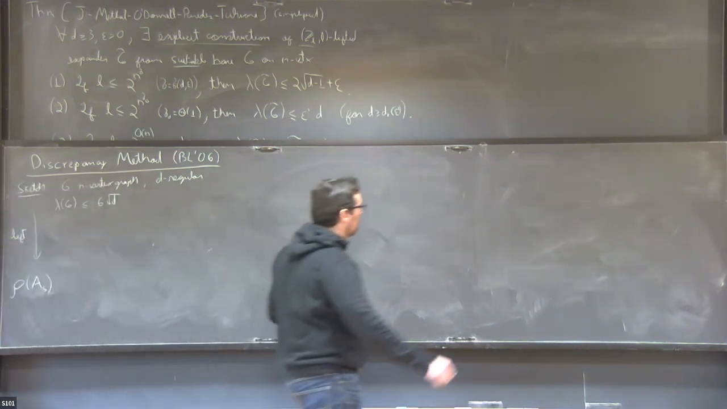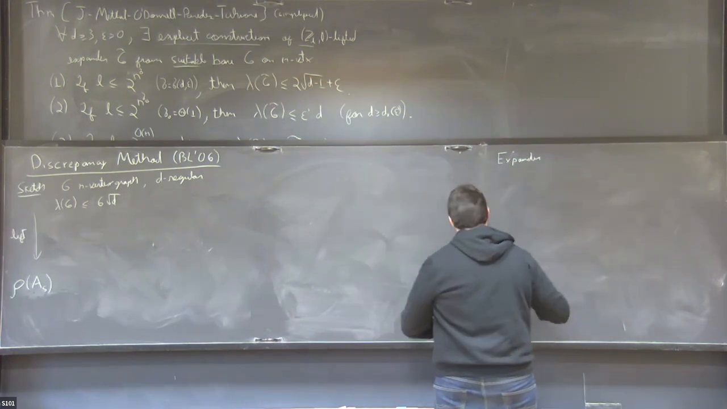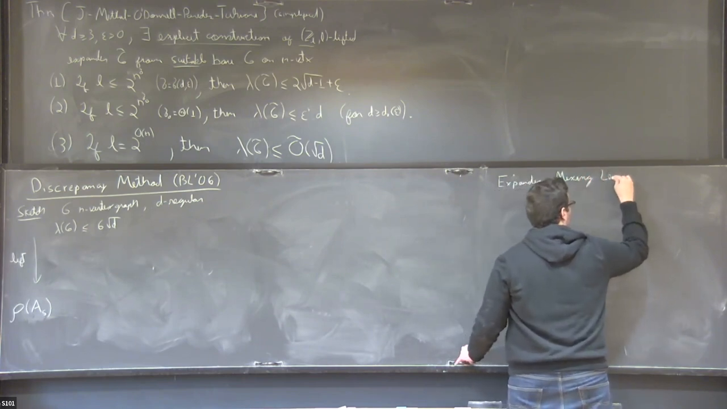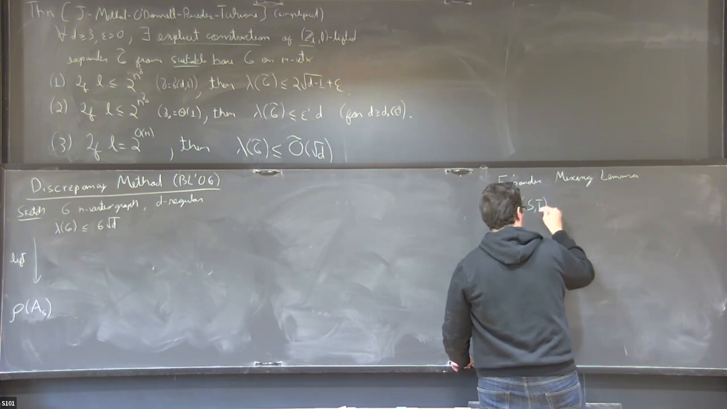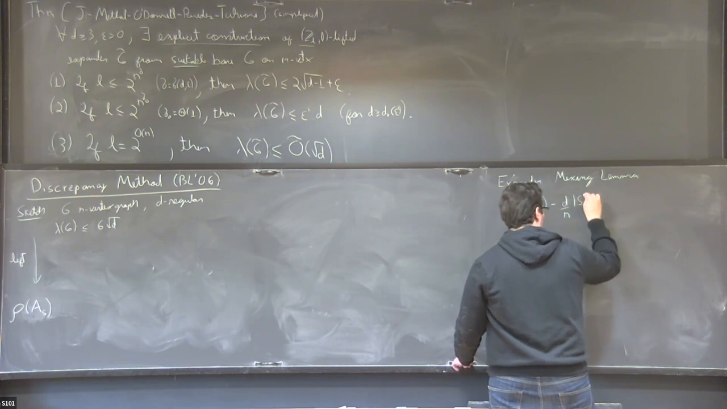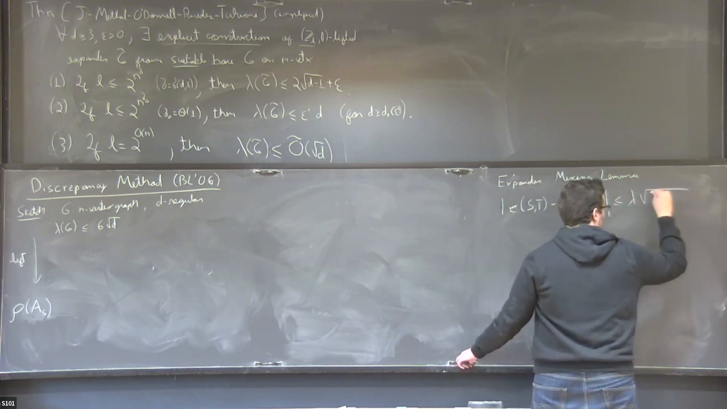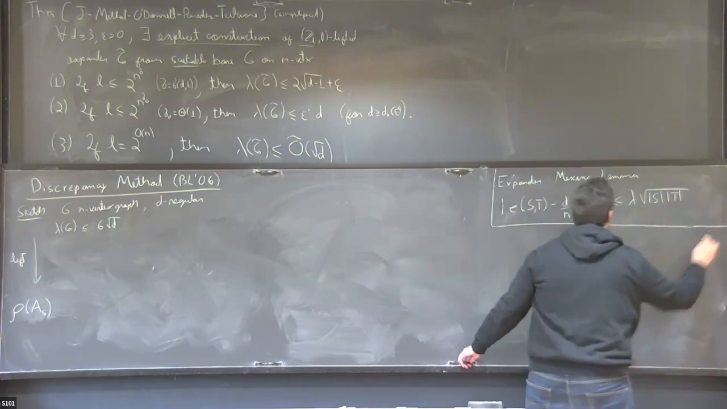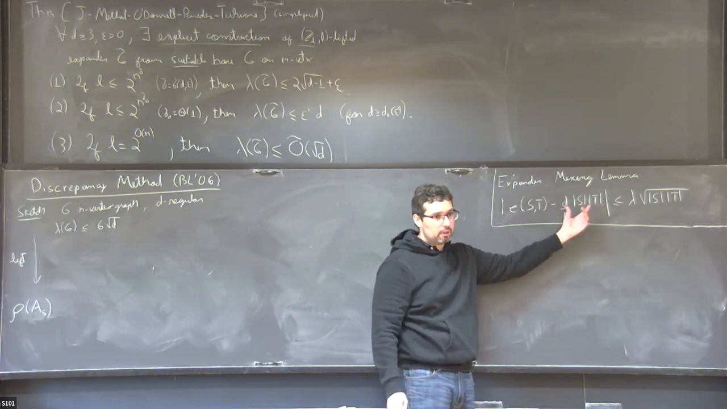And let's see. One important thing that we're going to use is the expander mixing lemma. It's a very useful and very simple fact. If you look at the discrepancy, that's why this is sort of a discrepancy method, of the number of edges between S and T minus what you'd expect if things were roughly uniform, then this is at most lambda of the graph times square root of S times square root of T. It's a discrepancy, by how much the counting of edges disagrees with the pseudo-random count that we have in the graph.